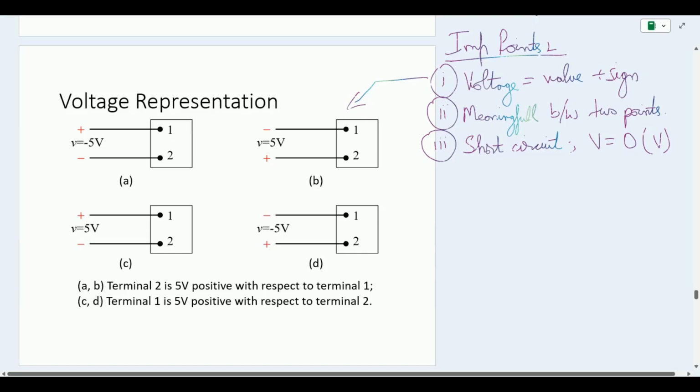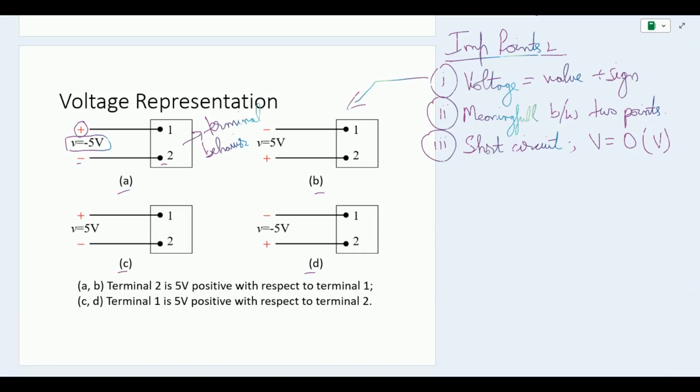Let us say I have a voltage of -5 volts, and we have, for our own understanding, defined that it has a polarity of positive on the first terminal and negative on the second terminal. By the way, this kind of representation is known as terminal characteristics or terminal behavior of any device. So all these images A, B, C and D are the terminal representations of any device. What does it mean by terminal representation? We are going to look into this in the coming slides.